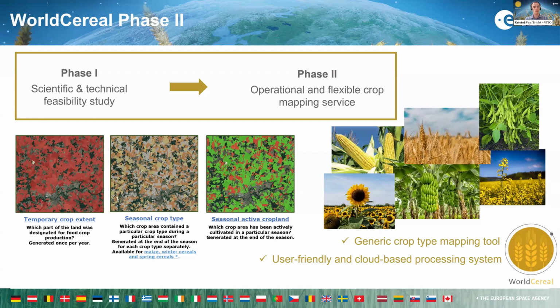In phase 1, it was all about creating the first global seasonal crop type maps, which is the WorldCereal global map that many of you probably know by now. Now we're taking it one step further, even though we will be producing new global maps in the next few years of the project. It's now really first about creating a new system which is generic, that allows you to map your own crops and is centered around being user-friendly and cloud-based, so that with minimal intervention, you can actually create your own crop maps.